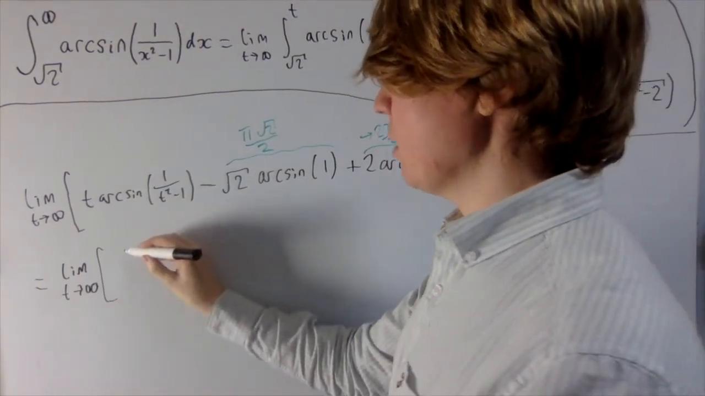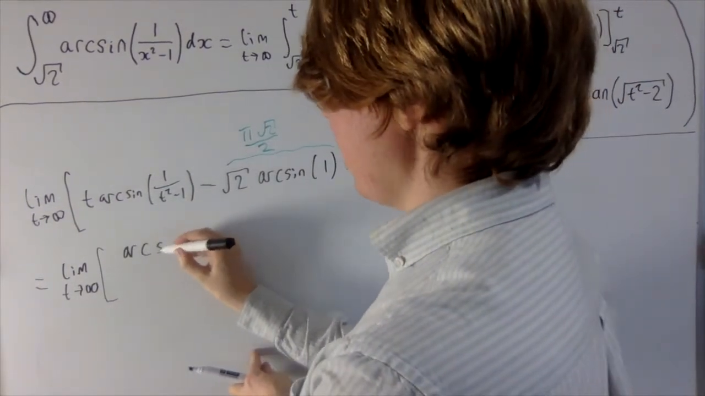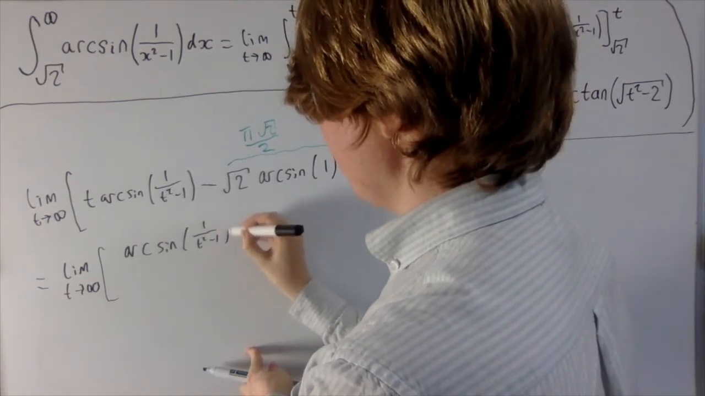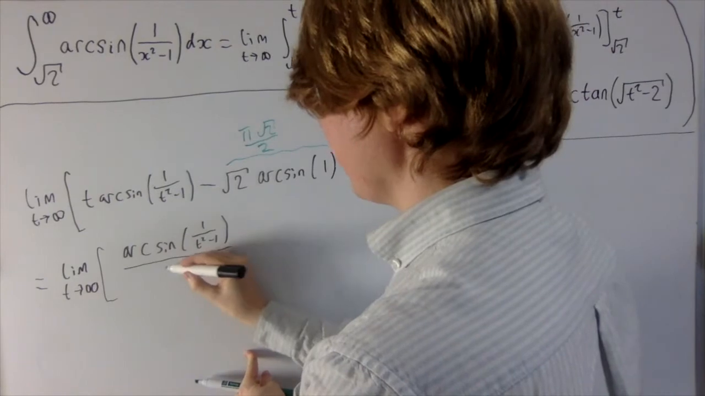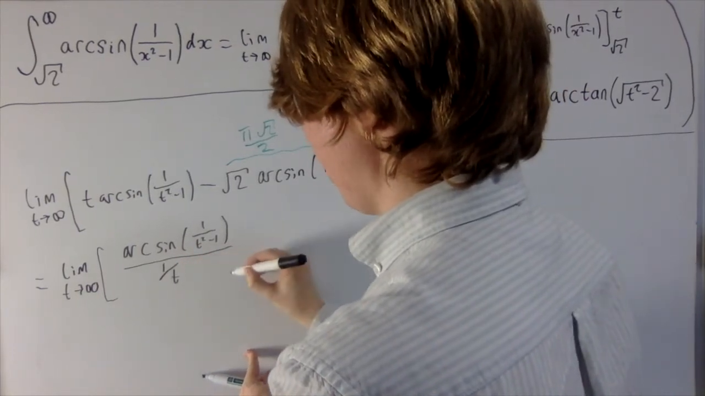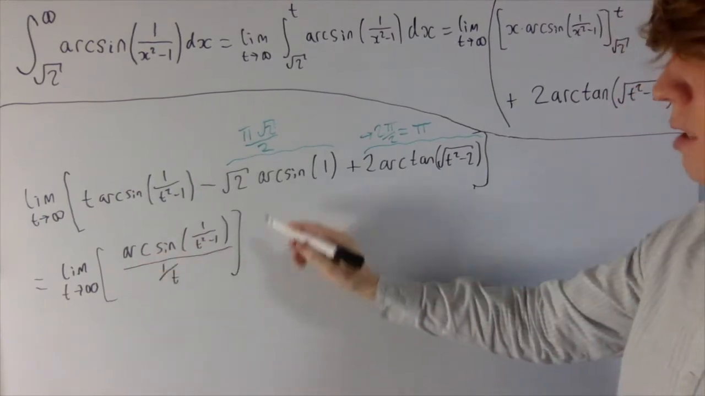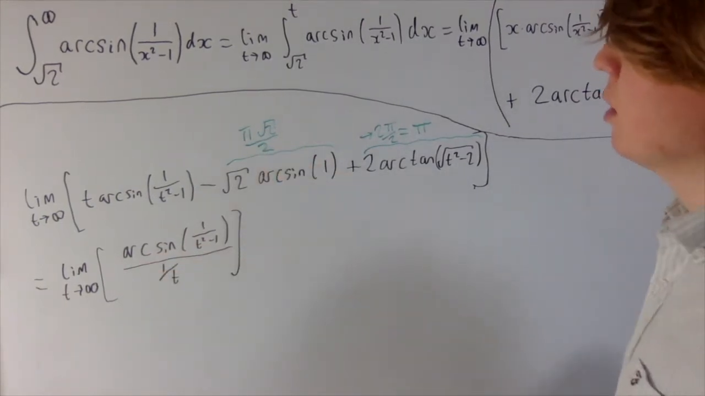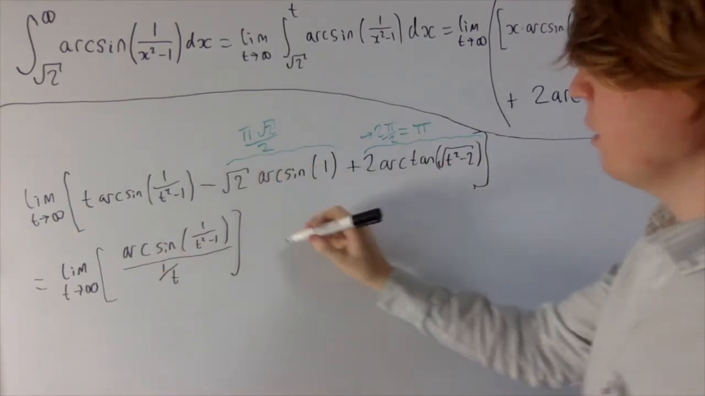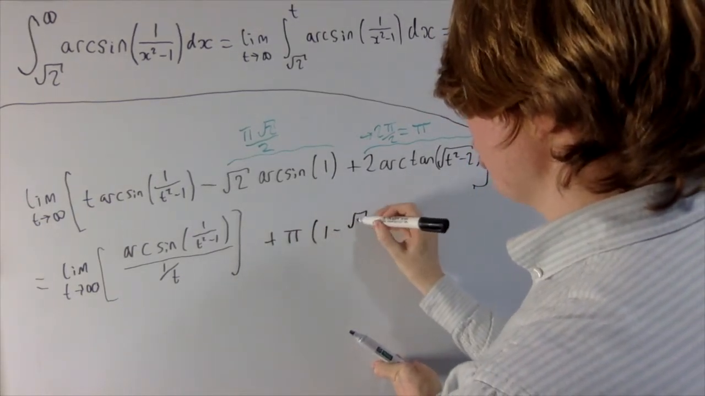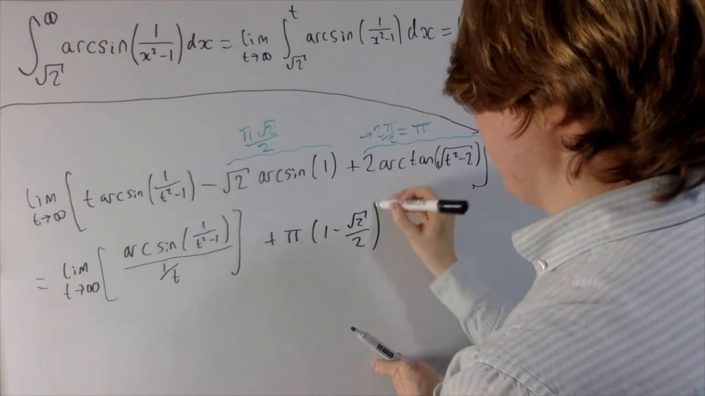So basically I'll get, let's write this as arcsine of 1 over t squared minus 1, divided by 1 over t. And then this will be this limit. Assuming this limit exists, we'll have minus pi root 2 over 2 plus pi. So you'll have plus pi times 1 minus root 2 over 2.